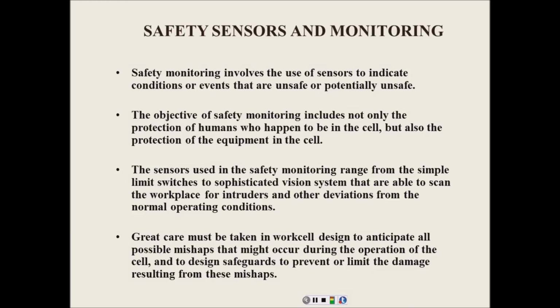Safety monitoring involves the use of sensors to indicate conditions or events that are unsafe or potentially unsafe. So the safety sensors that we have, some of them are software controlled, some of them are hardware controlled. Like for instance, on all the robots, we have the ability to set what we call the torque limit on the robot. So that's how much torque the robot can produce before the motors burn up, because they never do, because it's always going to hit a torque limit before it cuts itself off.